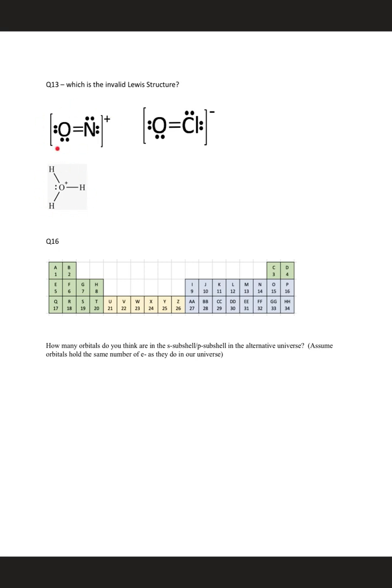So let's start with NO+. What I'm going to do is first note that nitrogen would bring 5 electrons, oxygen would bring 6 electrons, and this structure has a plus, so it's going to be minus 1 electron. So that's going to give us a total of 10 electrons in that structure. And let's look, it's got 2, 4, 6, 8, 10, 12. So this is not a valid Lewis structure because NO+ should only have 10 electrons.